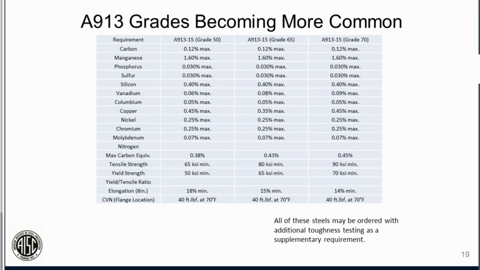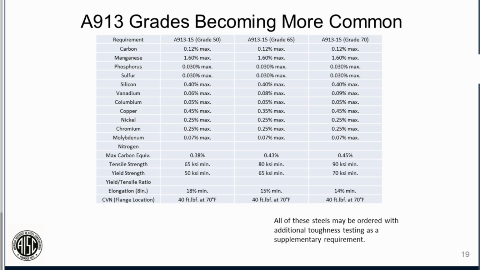A new grade that's coming into the market that I think is a really unique, pretty innovative product. It's been out there for a while. It's really coming onto its own. We're seeing it specified more. But it's A913 quench and self-tempered steel.